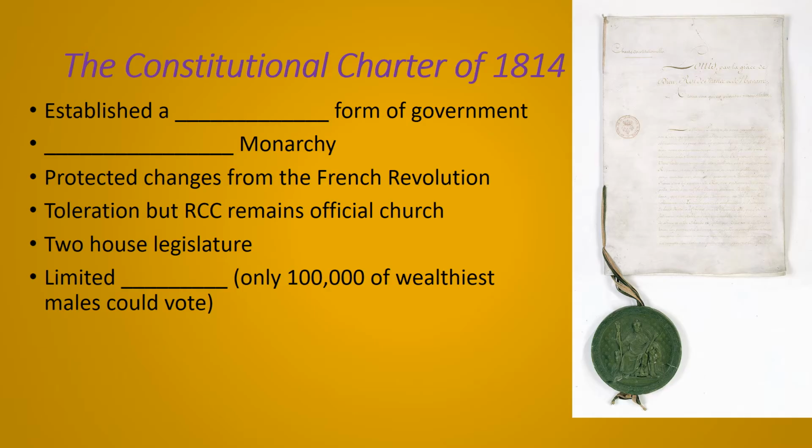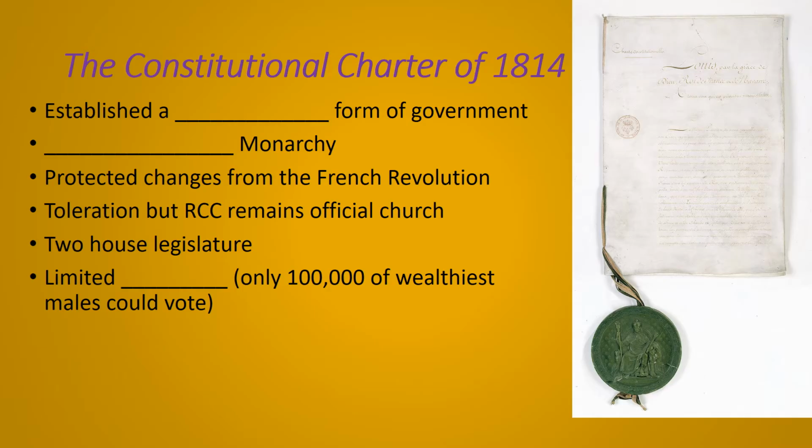The Constitutional Charter itself established a liberal form of government. It was definitely a constitutional monarchy, closer to the English form of government, but still having a fairly strong monarchy. Not really a parliamentary monarchy, but a constitutional one, limited by what the Constitution and Charter says. It protected most of the changes from the early French Revolution, before the terror, before things got weird.